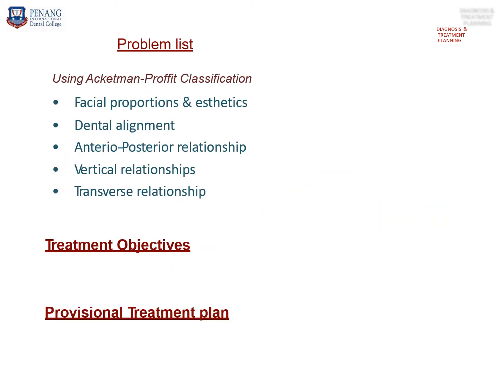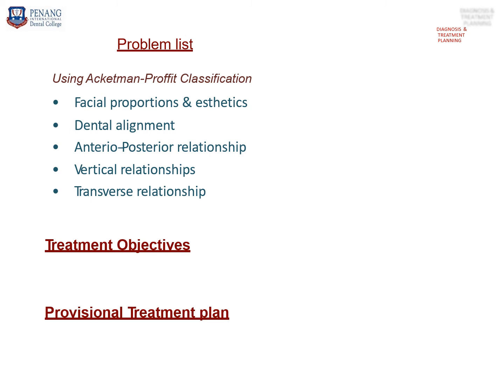As I said, a problem list is basically divided, based on the Ackermann-Proffit classification, as you all have studied in your third year, into facial proportions, alignment, anterior-posterior relationship, vertical relationship, and transverse relationship, right? So under each heading, if you have a problem, you write it. If it is not a problem, please don't include it in your problem list.